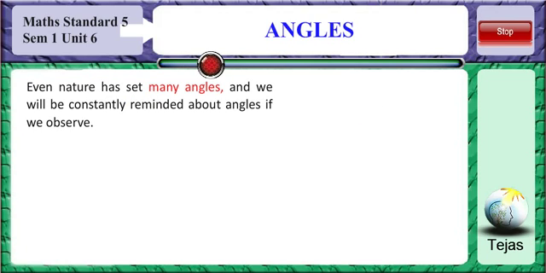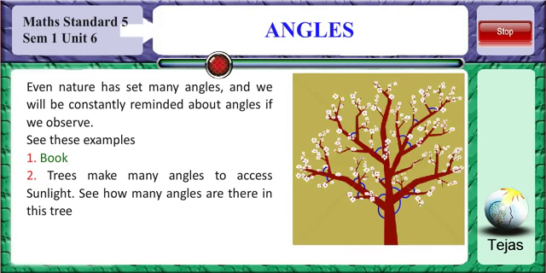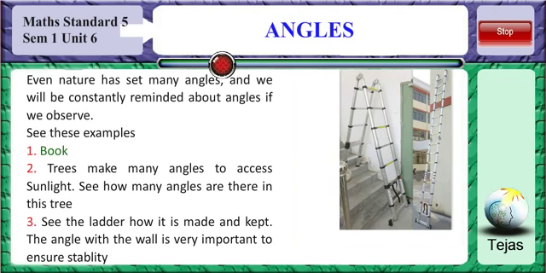Even nature has set many angles, and we will be constantly reminded about angles if we observe them. Look at these examples. A book. When you turn the pages, you see angles. Trees make angles to access sunlight. Observe how many angles are there in this tree. Observe how the ladder is made and kept. The angle with the wall is very important to ensure stability so that the ladder doesn't fall.